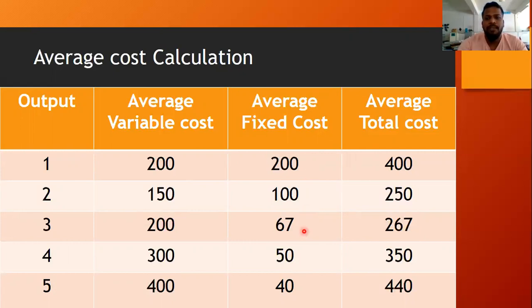Then for the average total cost, we have to add these two columns, average variable cost plus average fixed cost. When you add these two, you get the average total cost. For example, 200 plus 200 is 400, 150 plus 100 is 250, then 200 plus 67 is 267. In this way, you can calculate average total cost.